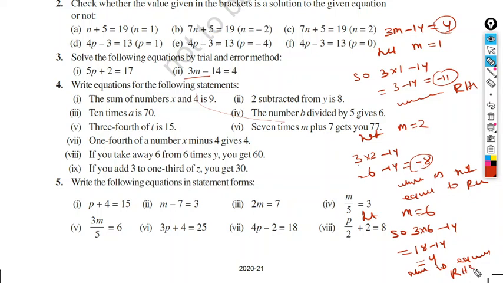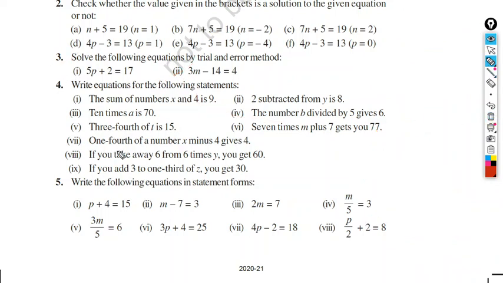Therefore, what we have taken, m equal to 6, therefore m equal to 6 is the solution for this equation. Okay, we have solved question number 3 also. Now we will move to question number 4.